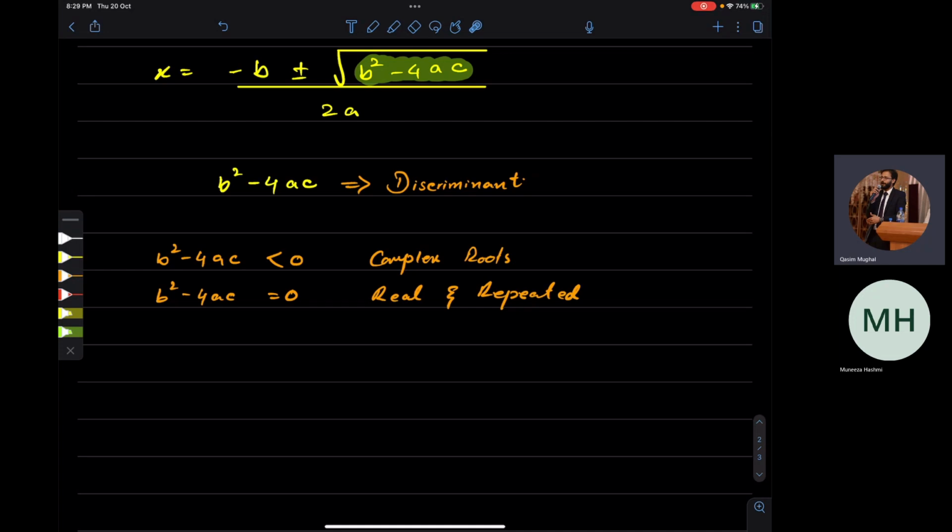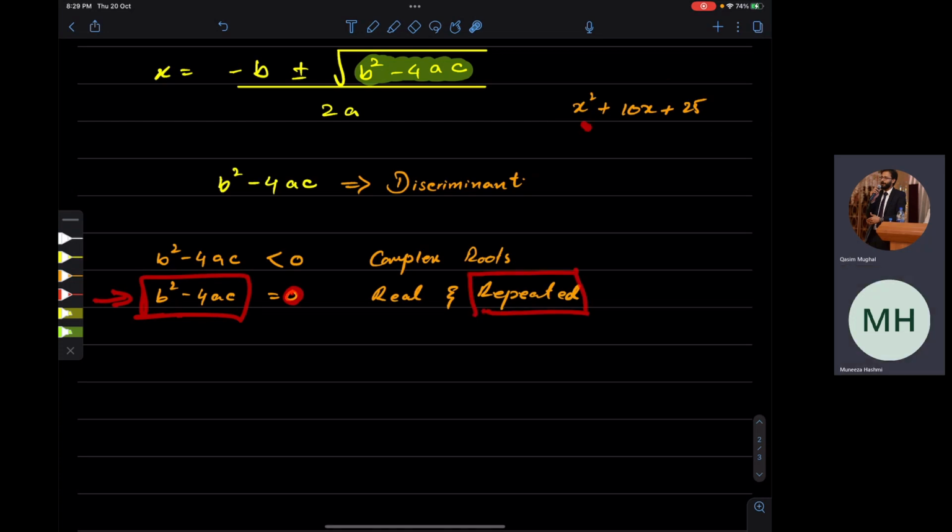Just for example, if I write it down here, x squared plus 10x plus 25. How would I know before factorizing whether I'm going to get special factors or not? This is how you would know. If b squared minus 4ac equals 0, you will have special factors, that is, repeated factors. So let's just apply.